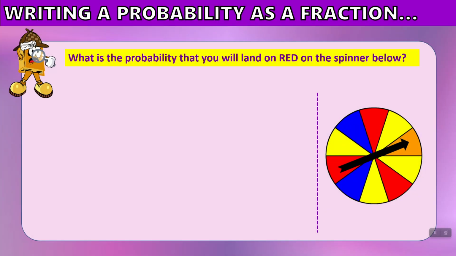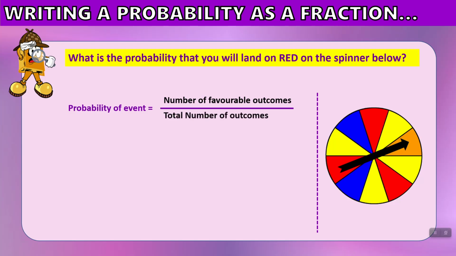Now let's look at a spinner. What is the probability that you will land on a red space on the spinner below? Again, here is our formula for writing the probability of an event. And we have to ask ourselves, how many red spaces are there? And we can count them, 1, 2, 3, that becomes our numerator. And our denominator is the total number of spaces.